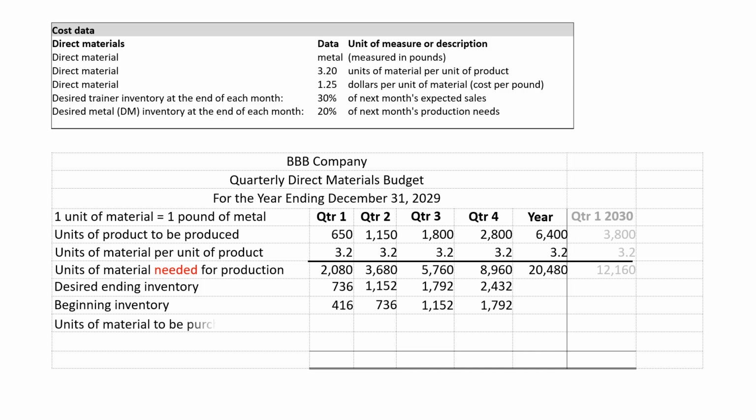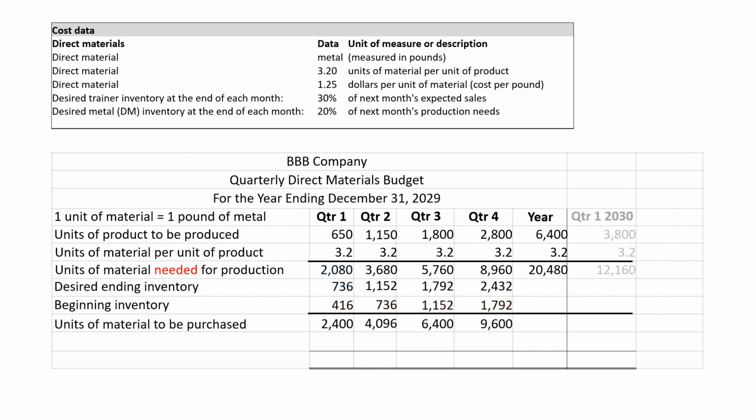Finally, we can calculate the number of pounds of metal we need to buy for Q1 production. Units of material needed for production plus desired ending inventory minus beginning inventory equals 2,400 pounds of metal needed to be purchased for production. We can do the same math for the rest of the quarters. Notice that we have still left the year column blank. Now we're ready for the year column.